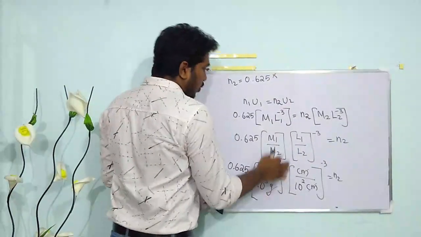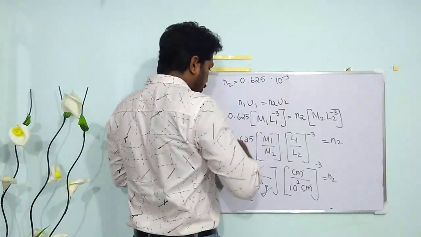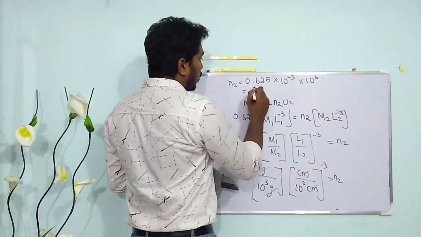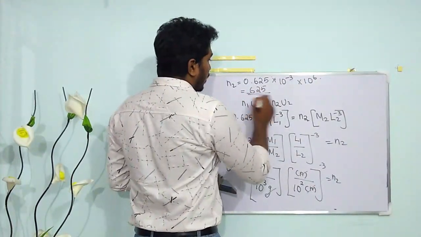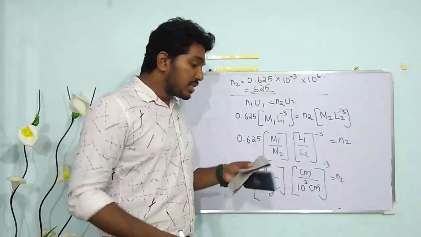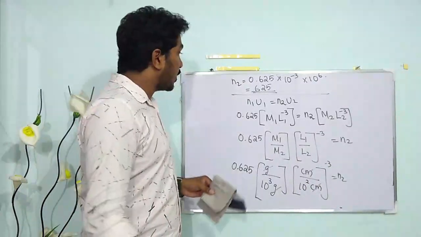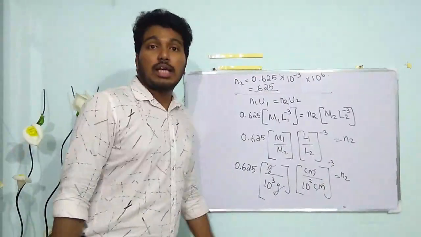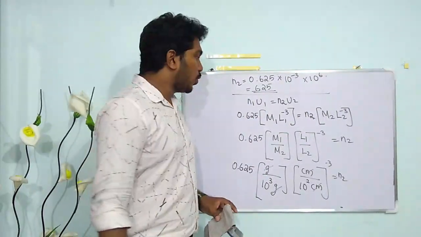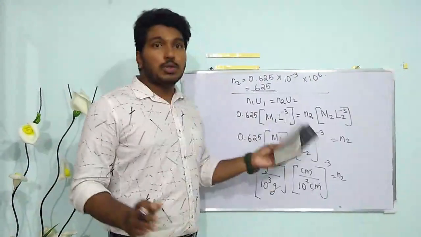0.625 into, this goes to the numerator, 10 raised to minus 3 into 10 raised to 6. Now that is equal to 625. So the value of N2 when we are converting from CGS to SI system will be 625. Clear? So the numerical value of the density of the liquid in SI system is 625. Okay. So we have used the method of dimensional analysis here to convert one quantity into another.